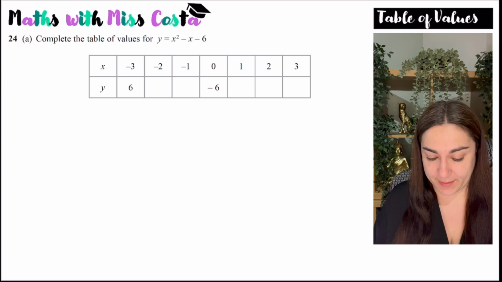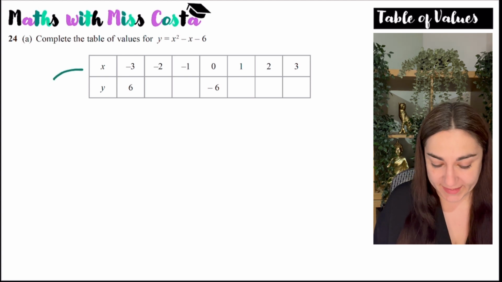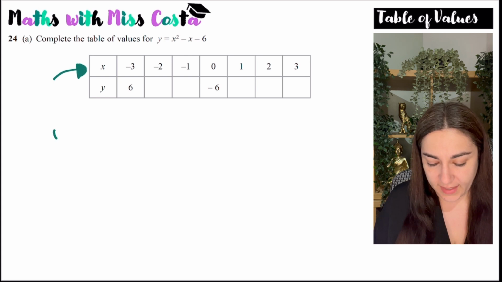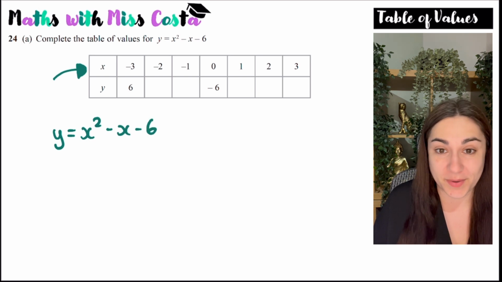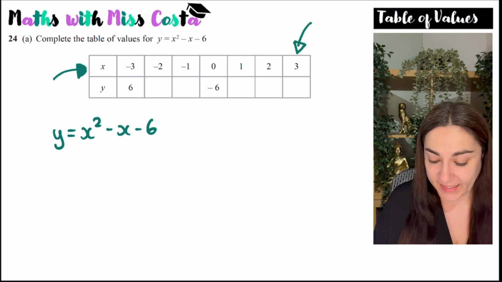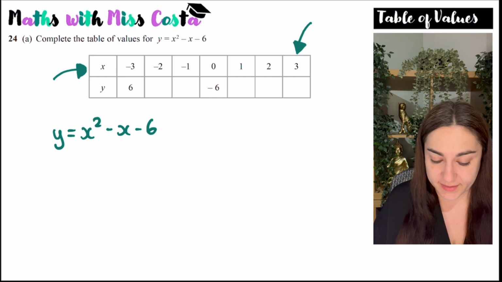Okay, next I've got a table of values. So when you've got a table of values, what it means is you're given your x coordinates and you're given an equation. In this case, y equals x squared minus x minus 6. So what you do is you start by substituting the x values. The best thing to do is start from the right hand side, just because it's easier with positive numbers and it might give you a bit of confidence.